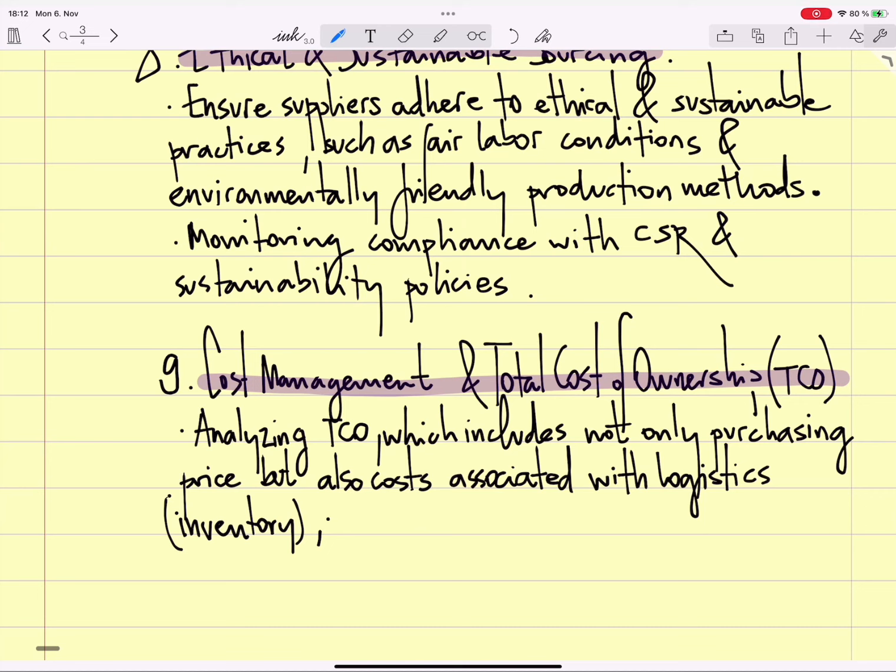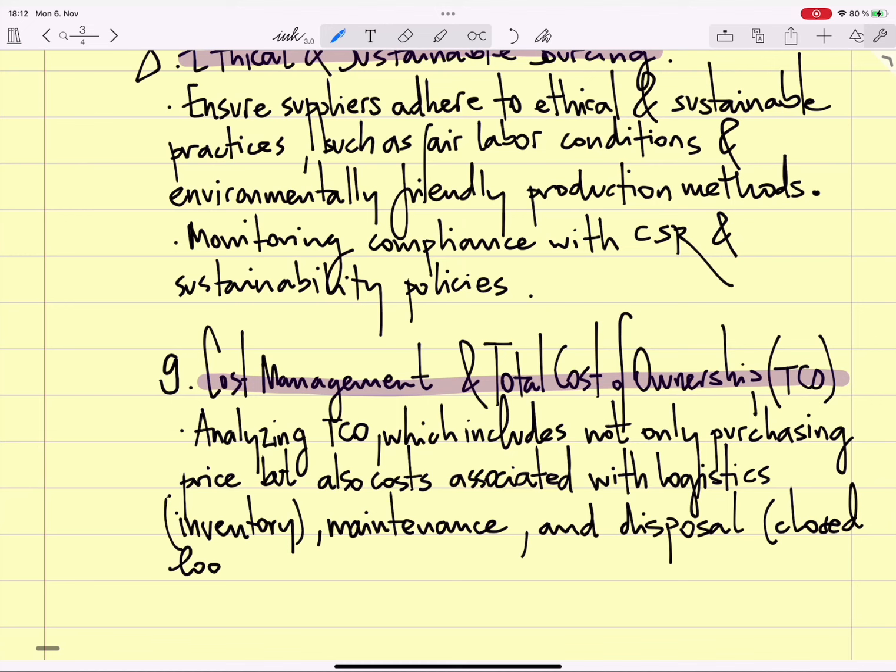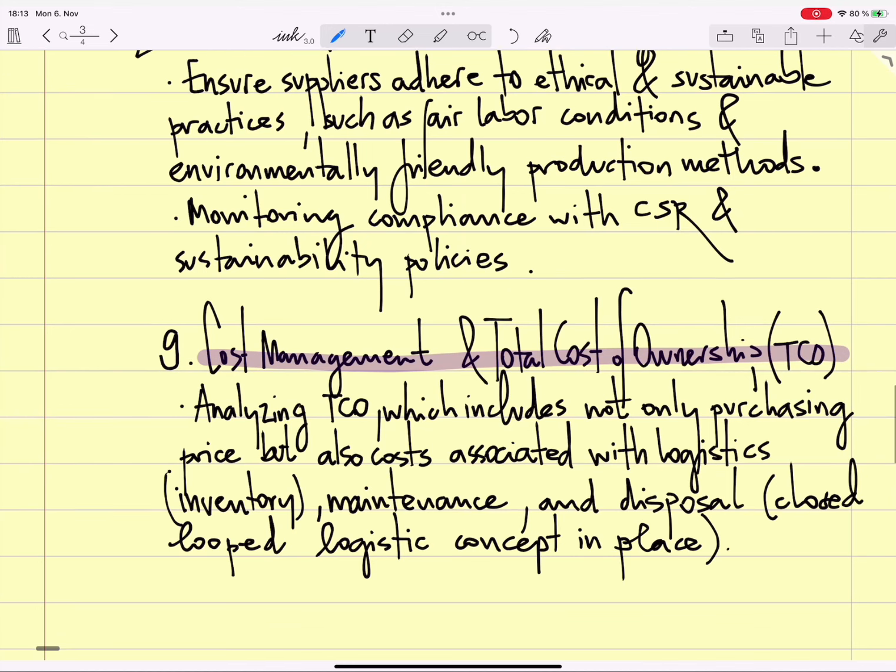Maintenance, and also always more important, disposal. So do you have a closed loop logistic concept in place? Okay.